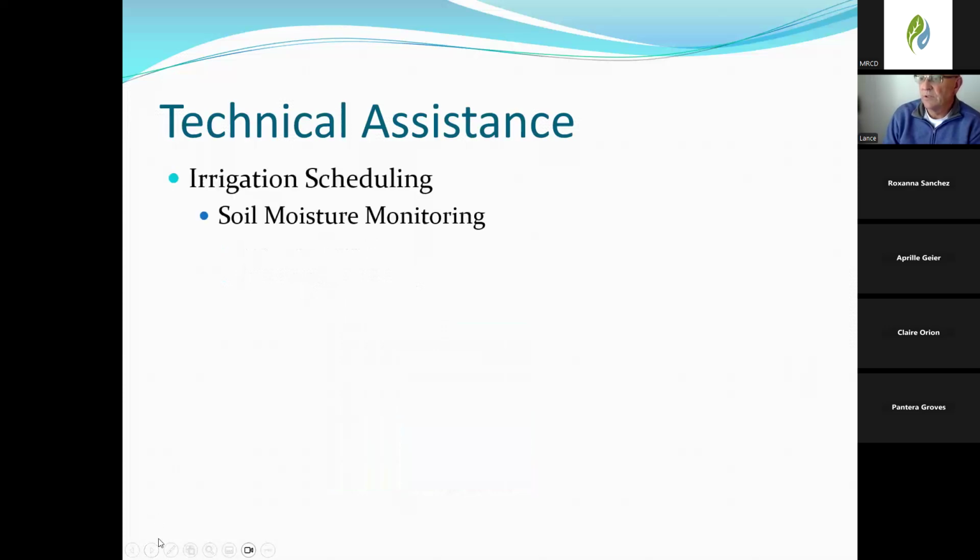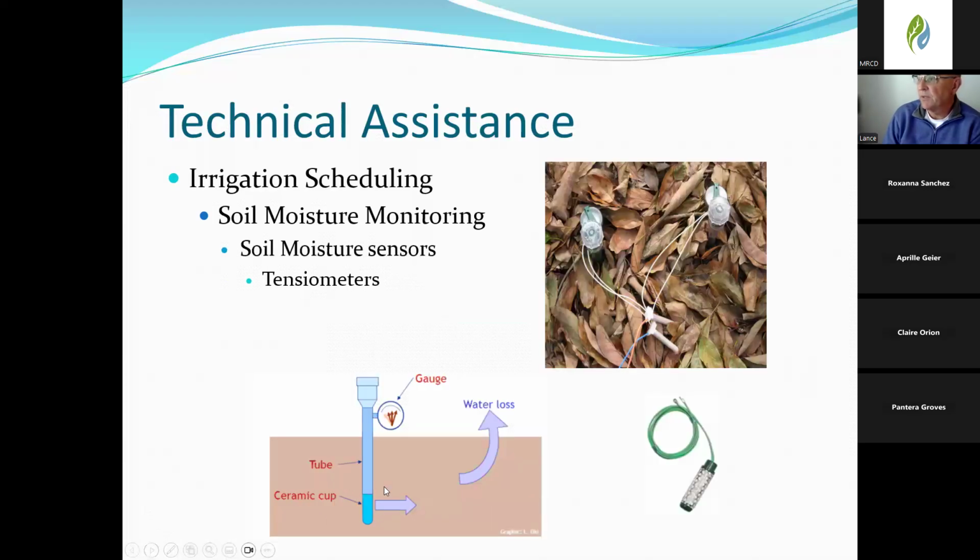There's also soil moisture sensors. So we have tensiometers. This graphic here shows basically what a tensiometer looks like in the soil. The upper picture are actual tensiometers that have been installed in the ground.